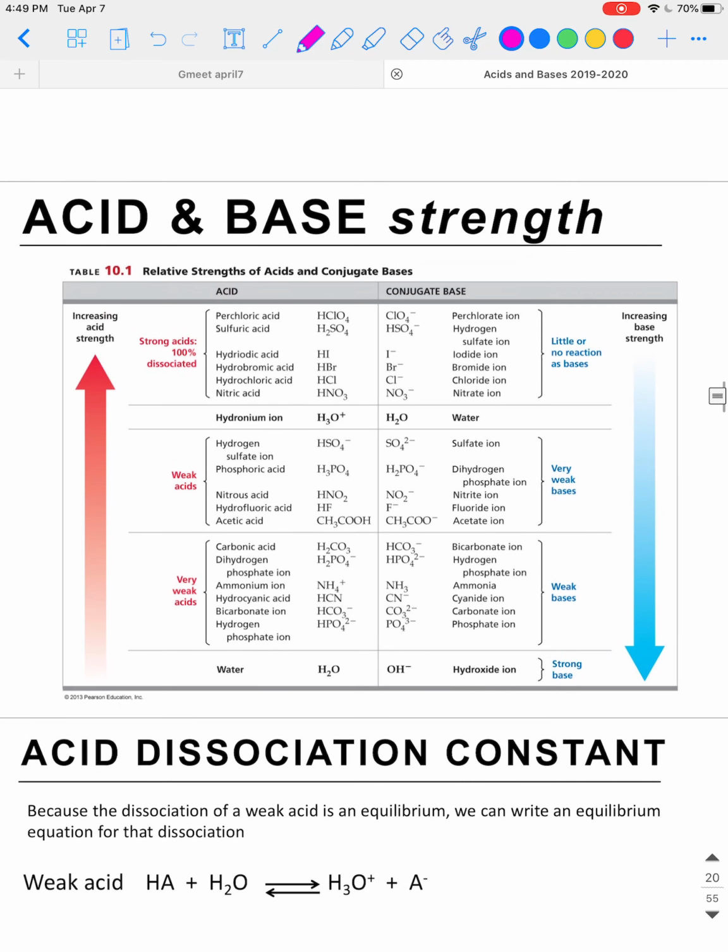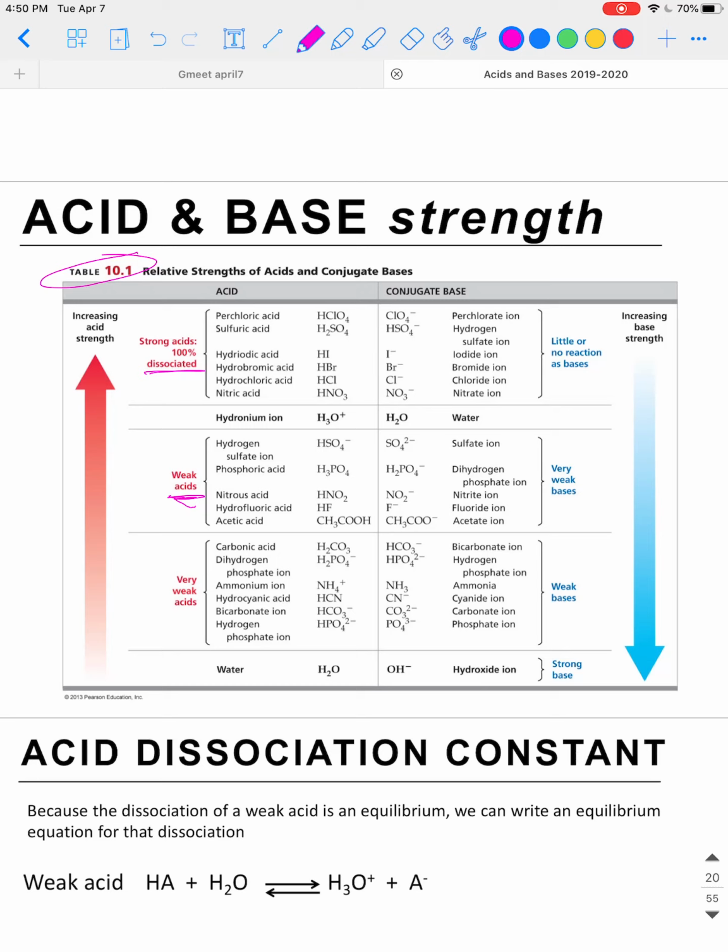Here is a really great table. This is in your textbook. It's table 10.1, and it talks about the relative strengths of acids and bases. You can see on the left side where the red arrow is, down at the bottom, we start with these really weak acids, and as you go up, the arrow gets darker and darker, and the acids become stronger and stronger. So as you go up the table, you go from your very weak acids to your weak acids here, and then we have our strong acids up here. There's 6 strong acids, by the way. You do not have to memorize these, but it would be good to be familiar with this table, okay?